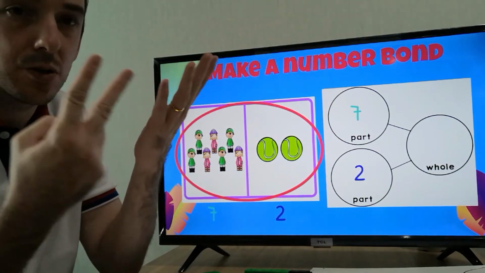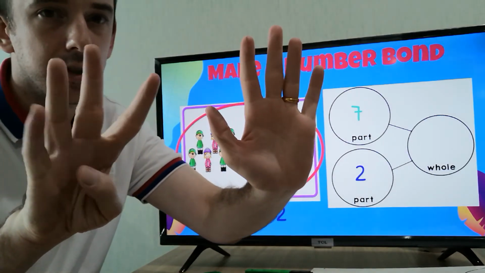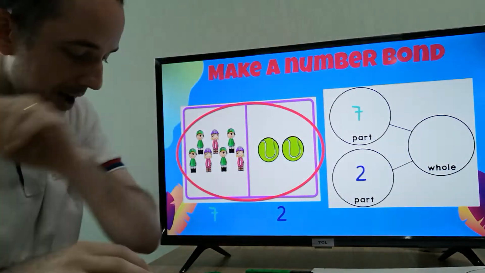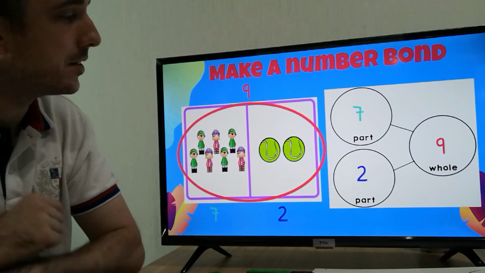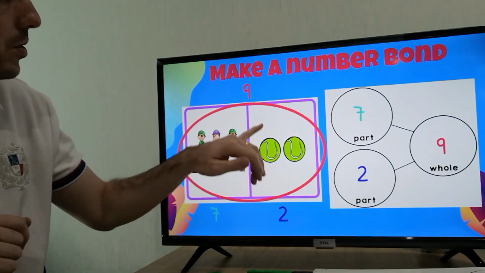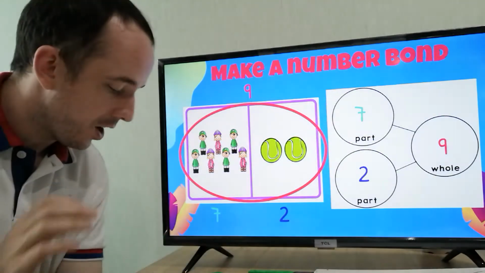7 and 2 together. So here's 7. We can put 2 more. 1, 2. How many more do we have? The answer should be 9. So 7 and 2 together give me 9. Okay.